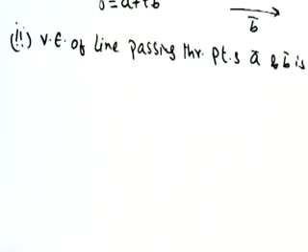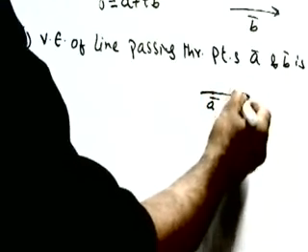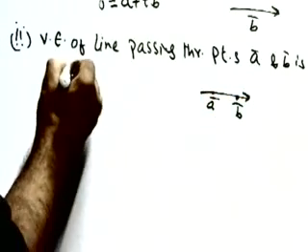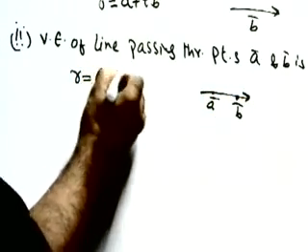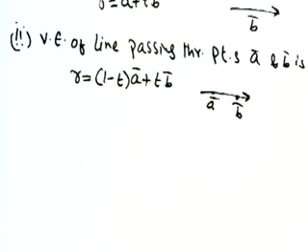In the same way, the vector equation of the line passing through the 2 points A and B is given by r equals (1 minus t) times vector a plus t times b, where t is some scalar.